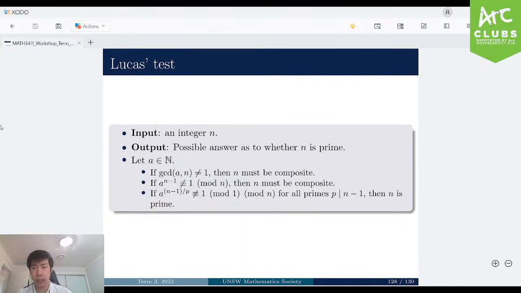Then they add one extra layer of complexity, and that is if a to the power of (n minus 1) divided by p is not congruent to 1 mod n, for all primes p that divide n minus 1. If this is satisfied for all primes that divide n minus 1, then n is prime. Okay. This one we don't really have that much of as well.